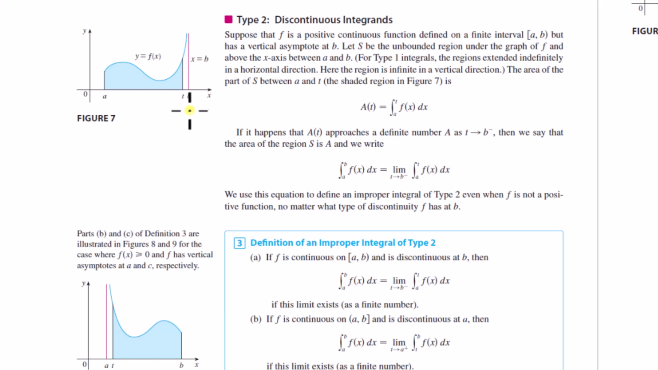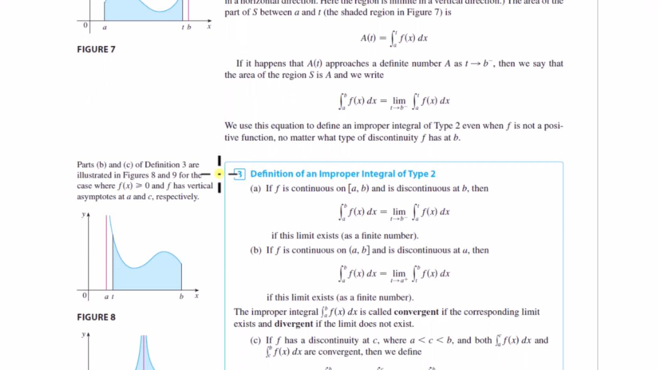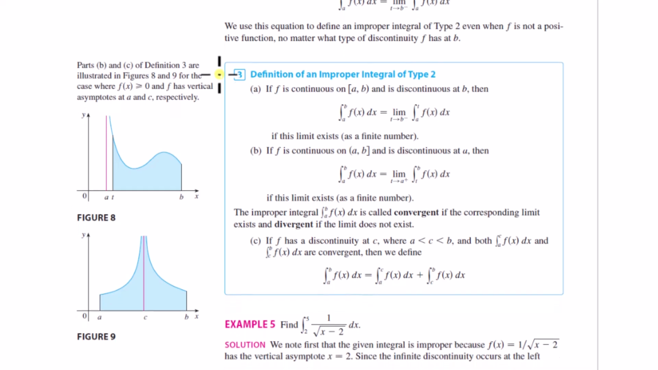That's the idea. And if you had the vertical asymptote on the left boundary, it would just be the opposite. It would be the limit as t approaches b from the right of the integral from t to b of the function. And so that's how type 2 integrals work. I'm going to make another video that's going to illustrate this clearly, but type 2 integrals apply for all discontinuities and all endpoints where you're not defined at the endpoint.